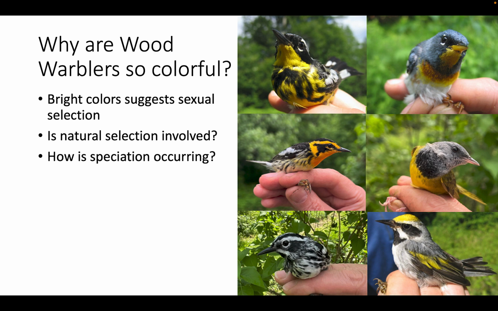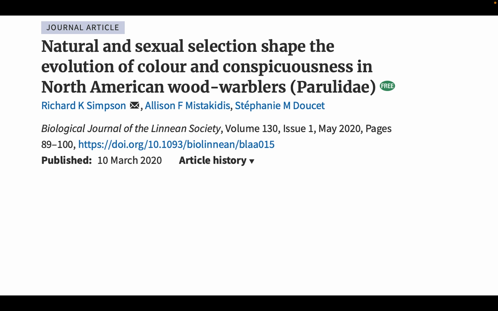So one thing is we can think about usually colorful species have some sort of sexual selection involved. But we want to look at also whether natural selection is involved and whether that's driving any of it, and then a little bit on how speciation is occurring in warbler species. So there's an article by Simpson et al. that focused on natural and sexual selection in the evolution of color and conspicuousness, so how much they stand out.